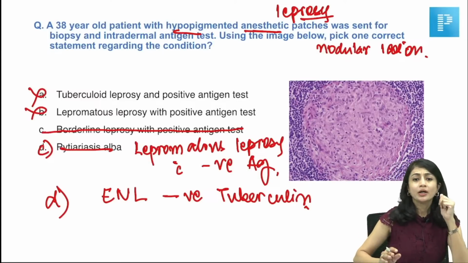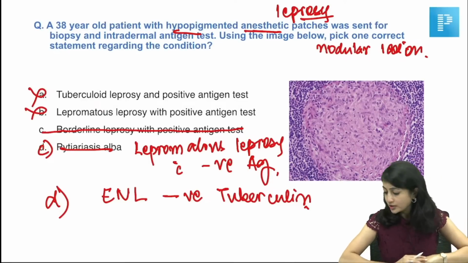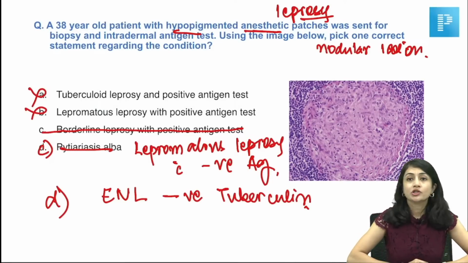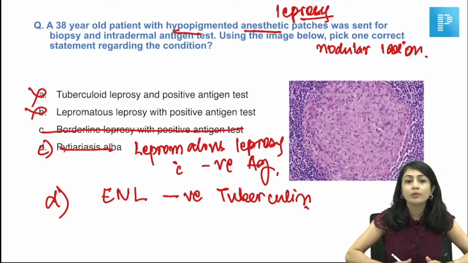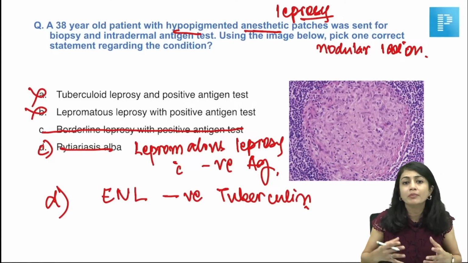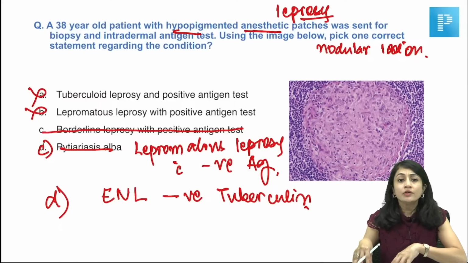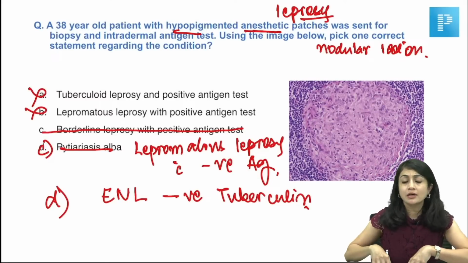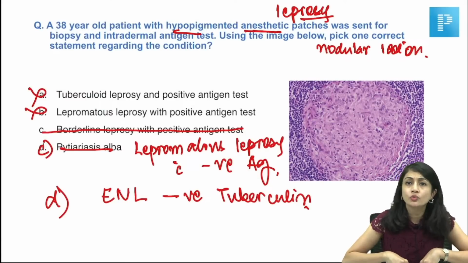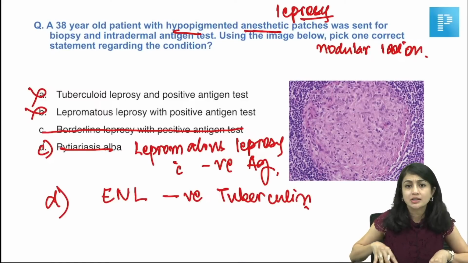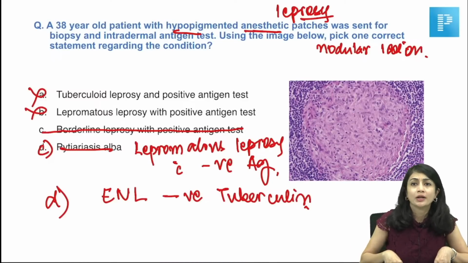Right. So I think we complete this question here. I will come to the first question later, but let's complete this here. So probably the question was a patient with hypopigmented or not hypopigmented nodular lesions which were associated with anesthesia was given. They had given you a biopsy image and they have told you about intradermal antigen test, and you had to identify what spectrum it was.